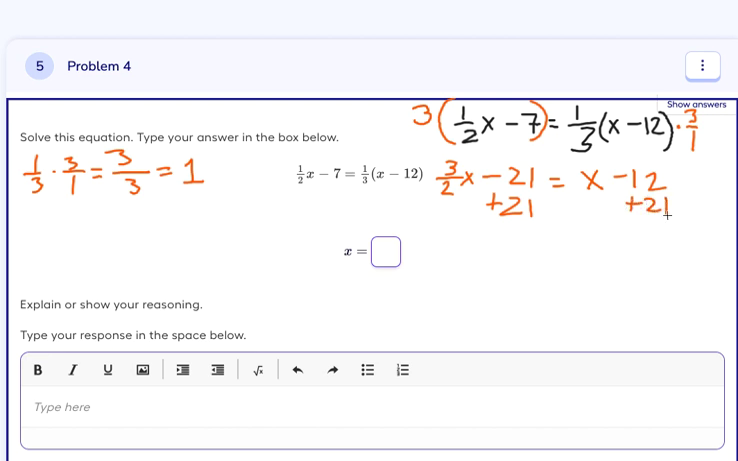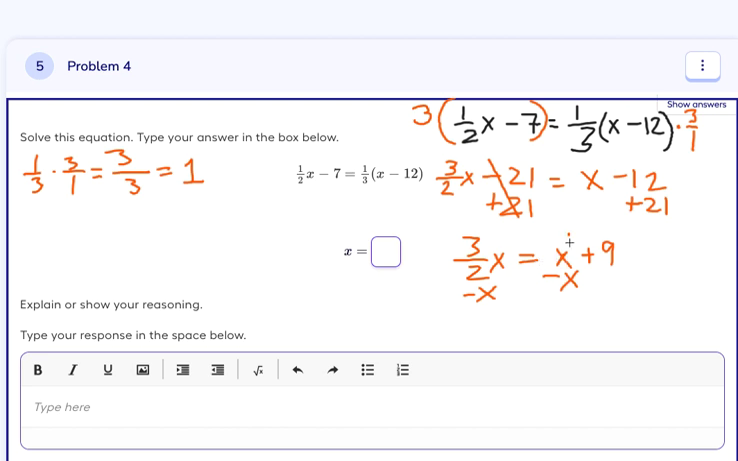of the equation. Now -21 plus 21 is 0, so that's gone on the left side. On the left side, now we just have 3 over 2x equals x, this x here, and then -12 plus 21 would be 9. And then we need to get all of the x's on one side. So let's subtract x on both sides.